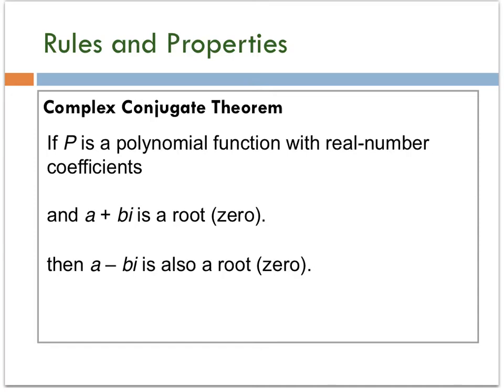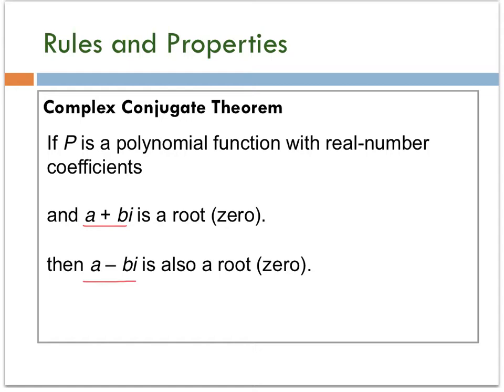Okay, so in this video we're discussing the complex conjugate theorem, and we saw this in the previous video, but basically it says that if we have a polynomial function with real number coefficients, so that means the a, the b, the c, whatever, they're all real numbers, that if a plus bi is a solution, then a minus bi is a solution.